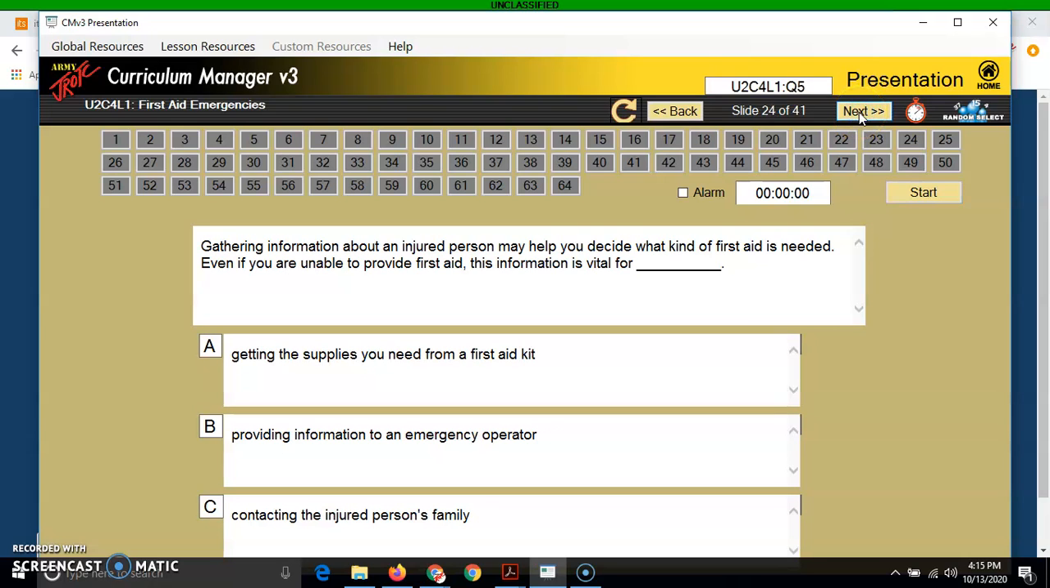Gathering information about an injured person may help you decide what kind of first aid is needed. Even if you're unable to provide first aid, this information is vital for getting supplies you need from a first aid kit, providing information to an emergency operator, or contacting the injured person's family. And that was from your reading yesterday about call for help if needed, and that is to provide information to the emergency operator.